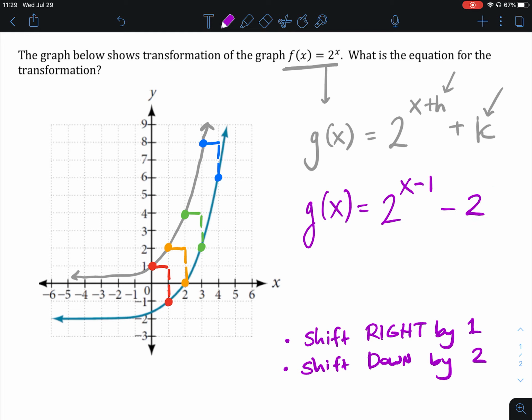A vertical shift will be down if it's negative or up if it's positive. So this is the equation we're looking for in this question: f of x equals 2 to the (x minus 1) minus 2.